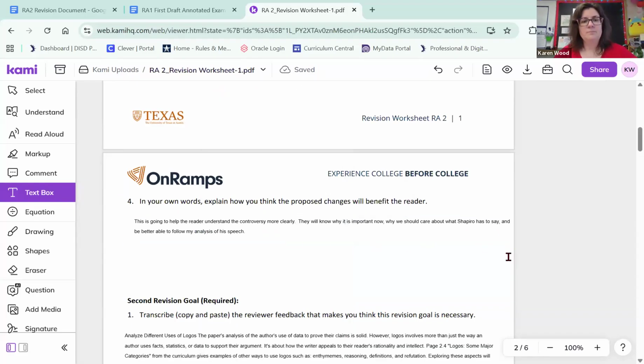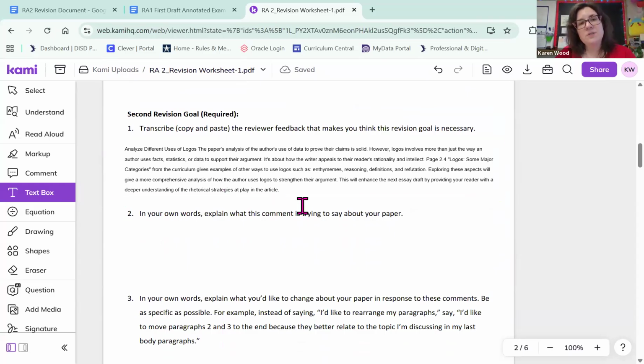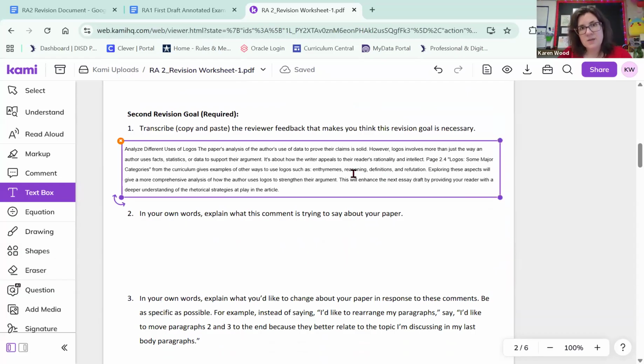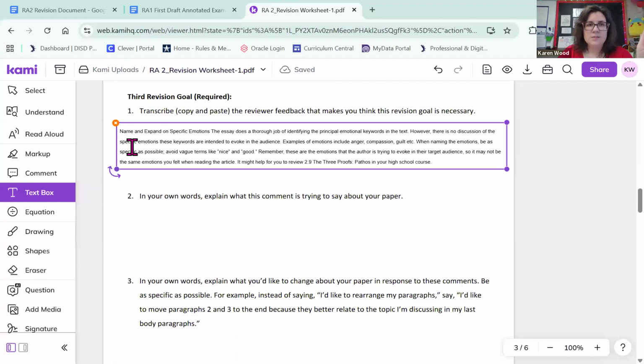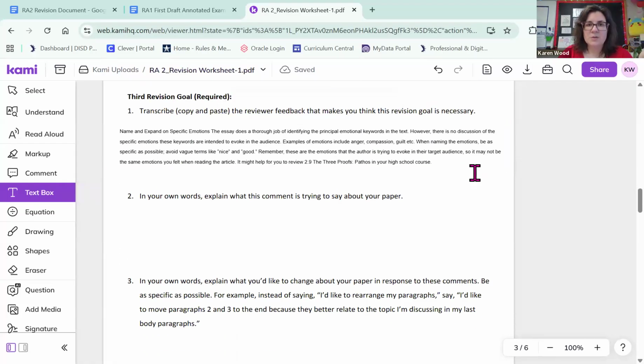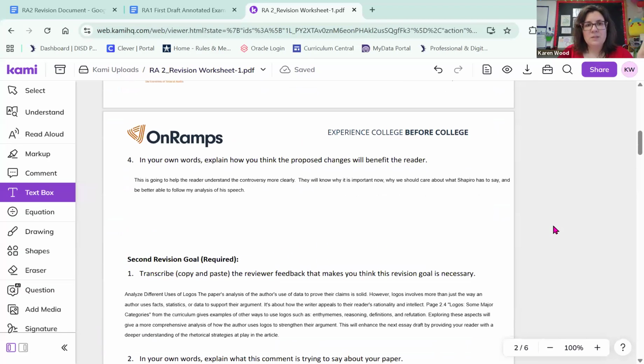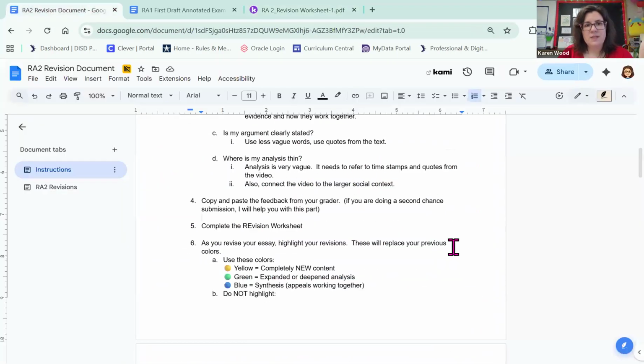Okay. So then you're going to do the same thing with your second revision goal. If you have feedback from the grader, you're going to follow that. If you are doing a second chance submission, you're going to use the ones that I'm going to give you, but it's going to be these same ones, because we're just going to assume that this is what you need to work on. So this is analyze different uses of logos. The third one is expand on specific emotions. This is pathos. So this is going to guide you more specifically in your revisions.